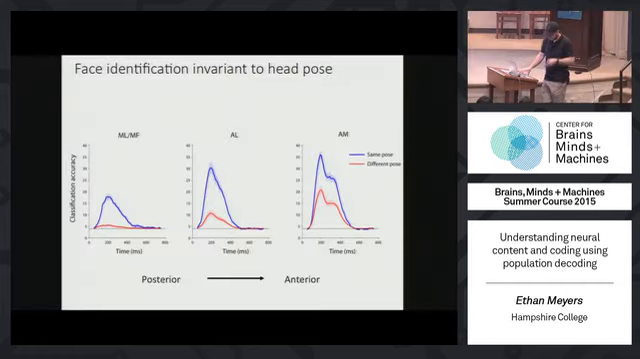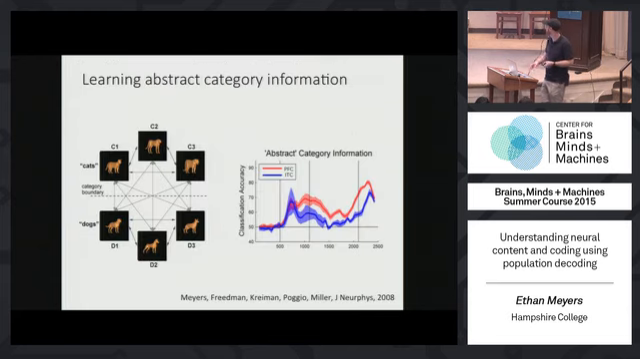So to carry on with this more general concept of testing invariant representations or abstract representations, I'll just give you one more example of that. Here was one of my earlier studies. This study was looking at categorization. It was a study done in Earl Miller's lab. David Friedman collected the data.